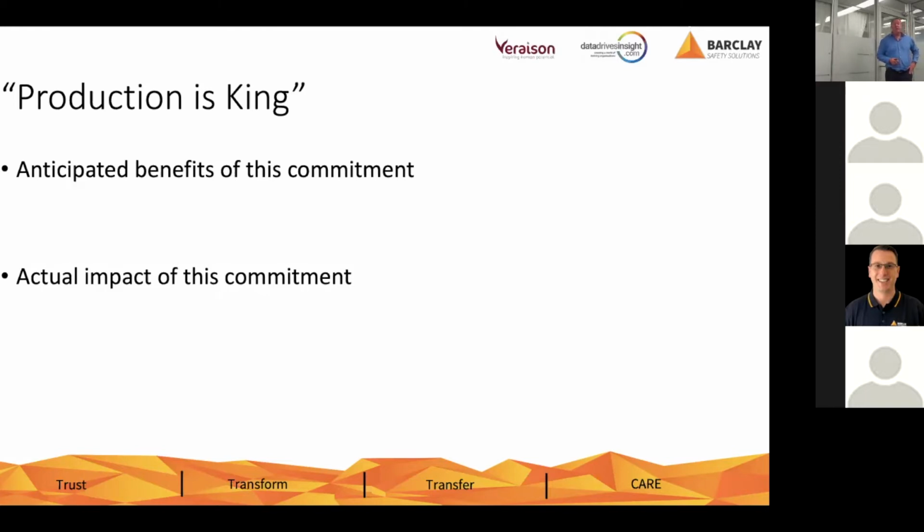Exactly right. So it can cause what the research talks about as a reactionary or reactive culture. And reactive cultures are the lowest performing of all of the levels of culture maturity in organisations. Production is king, when it's all said and done, actually reduces production. And it actually reduces quality, and in one of our core passions, safety, it actually reduces safety performance.